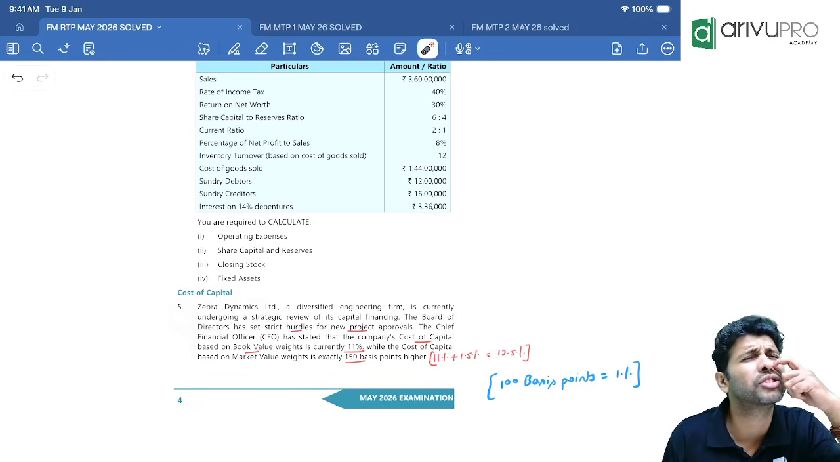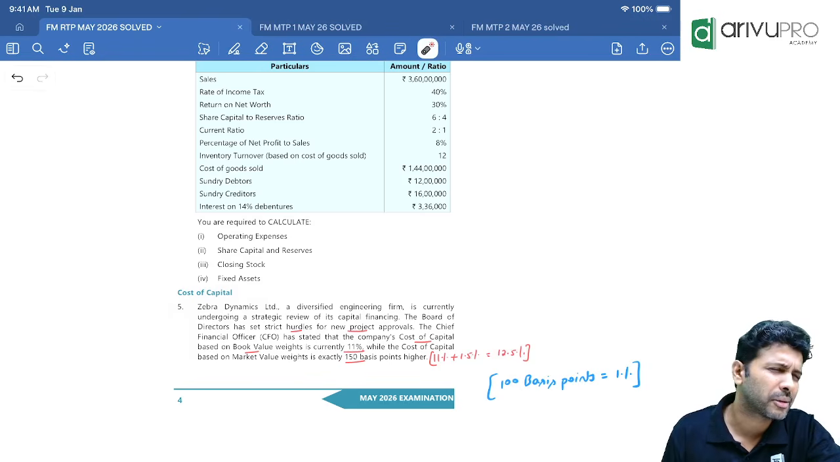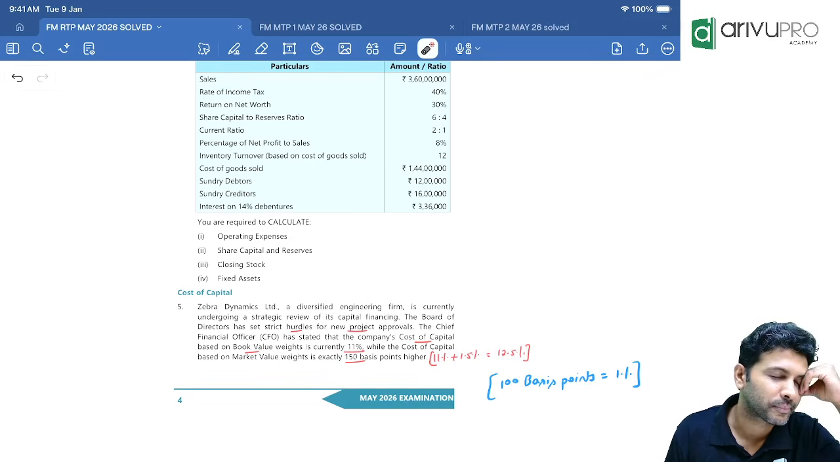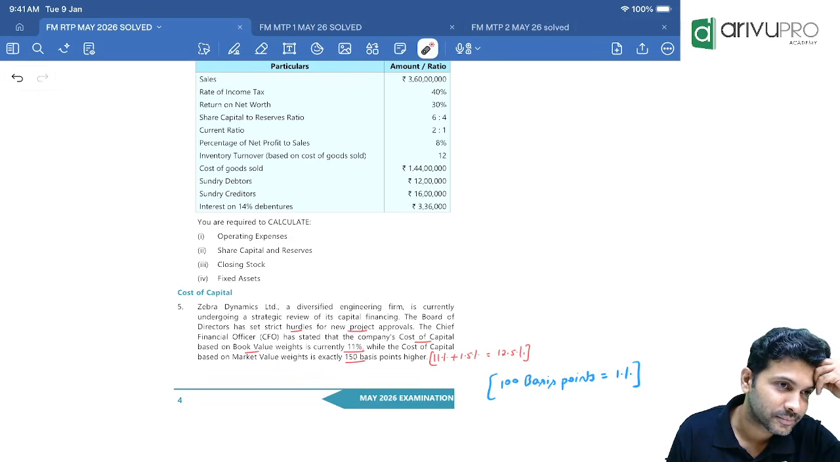Which formula uses beta? CAPM. Tell me the CAPM formula. RF plus beta into RM minus RF. RM not given. RF not given. Beta also not given. How to find?